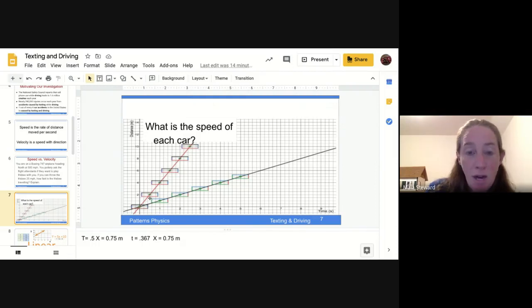It is going up that line, gaining distance, right? The higher up you go, the farther you've traveled in a shorter amount of time.